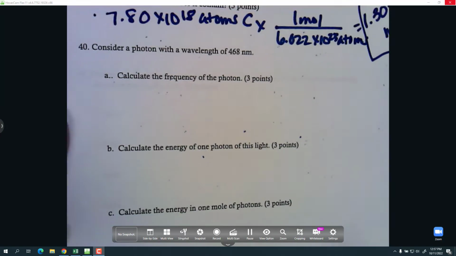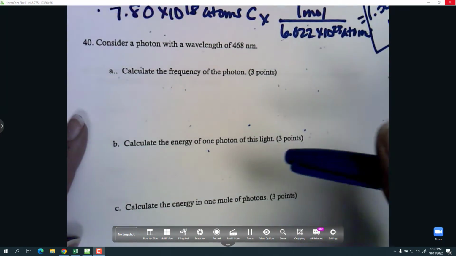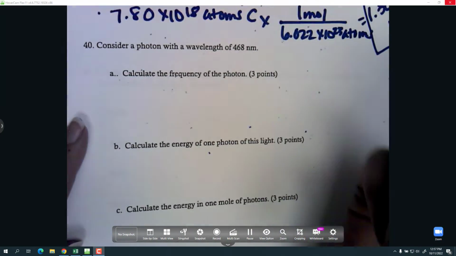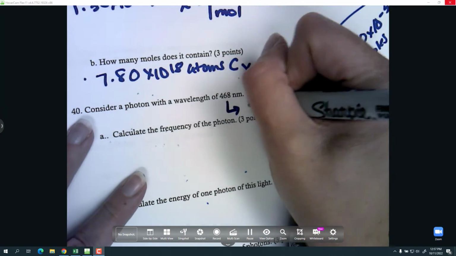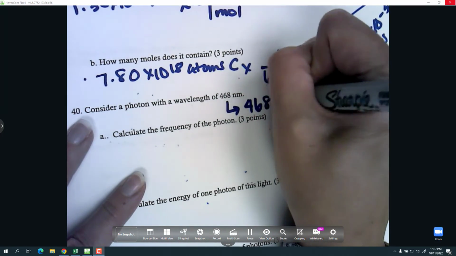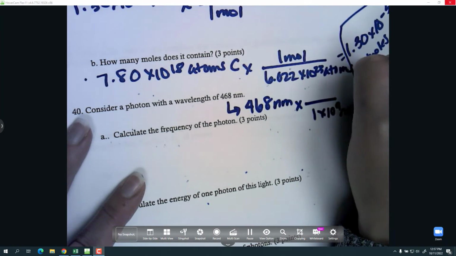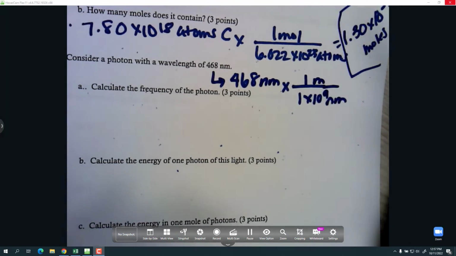All right, how about wavelength? I need to convert it to frequency. I need to convert it to energy. And then energy in a mole. Okay, so the first thing I'm going to do, I'm just going to do this right off the bat because I'm going to need it. Convert my wavelength to meters.